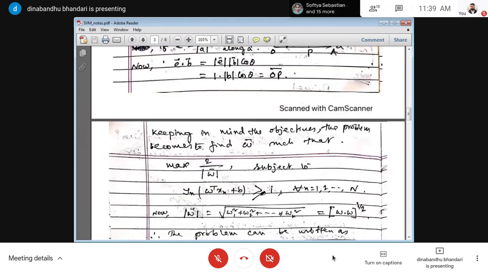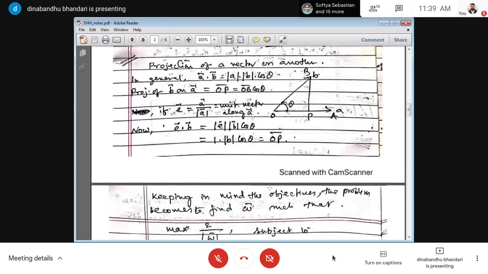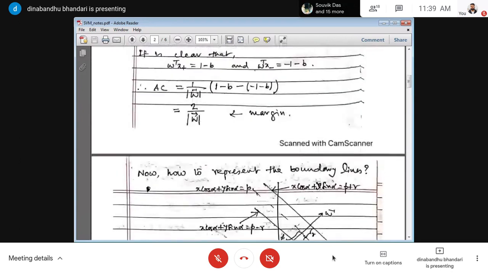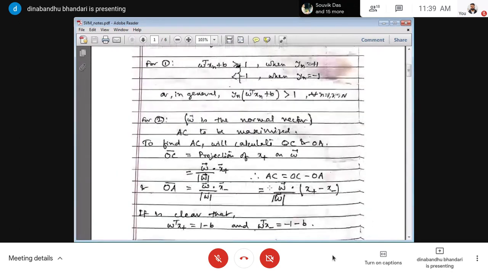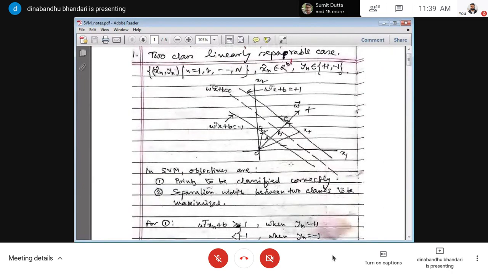Okay. Now come to the next slide. Suppose we have a point here, x plus, and a point here, x minus. X plus is a point on the boundary of the positive class. Now you see, what is OC? OC is nothing but the projection of this x plus vector on this normal, right? OC is the projection of x plus vector on the normal.